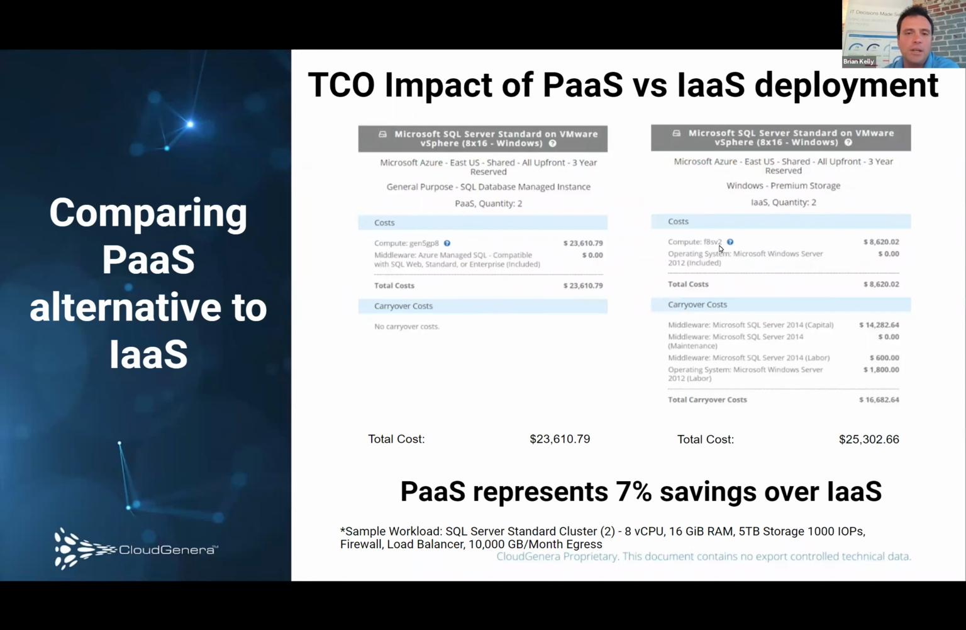So what CloudGenera's engine does is it automates that process of selecting the best fit, and then it enables comparisons such as this for the FinOps professional. So you can see like the cost that would carry over if you were going to acquire a license or bring it with you. You could see the lowest cost available for infrastructure. And then you can see the labor that carries over. So again, a 7% savings in this particular use case for PaaS.